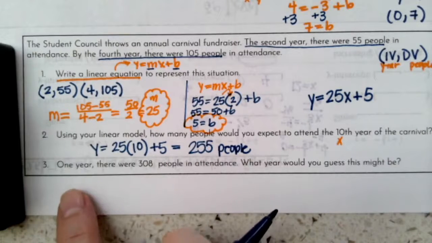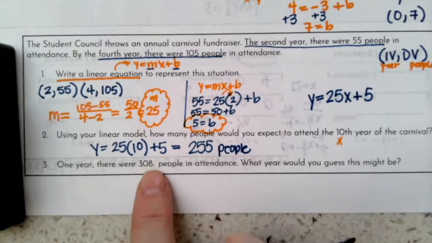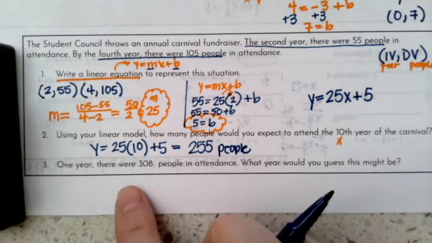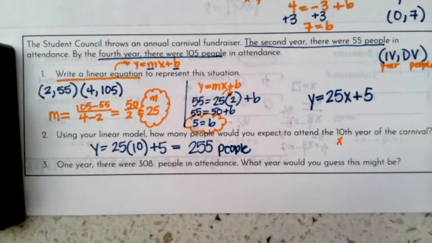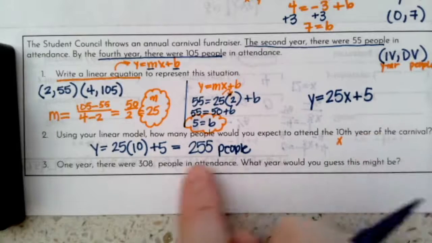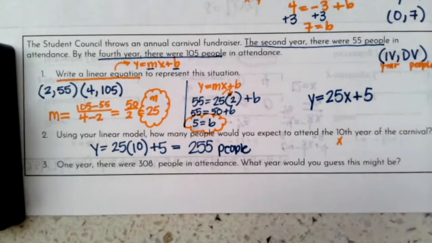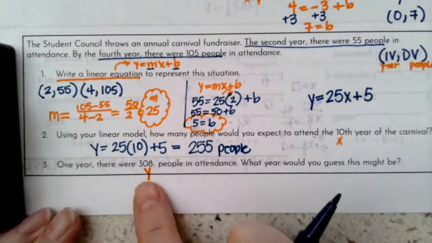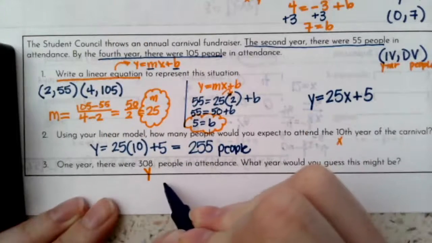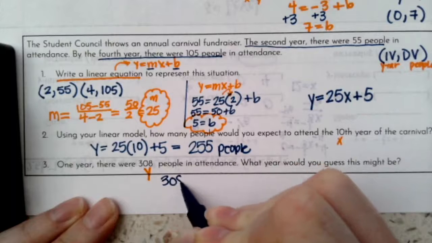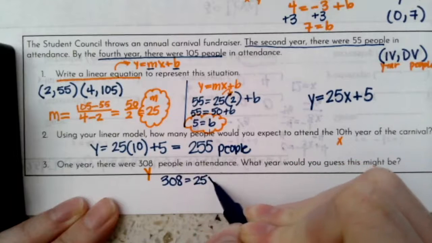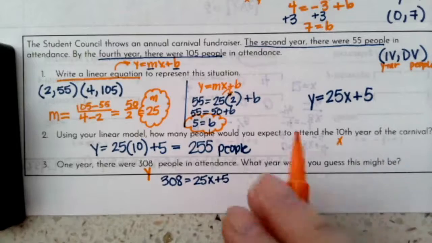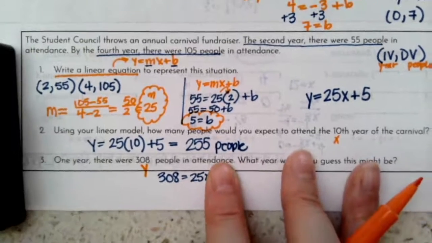The next question says, one year there were 308 people in attendance. What year would you guess this might be? And so this is working a little bit backwards. Instead of giving us the year, they're giving us the people, and our people is our y value. So in this case, we want to plug in 308 into y. So we have 308 equals 25x plus 5. And then we could just solve this like normal.